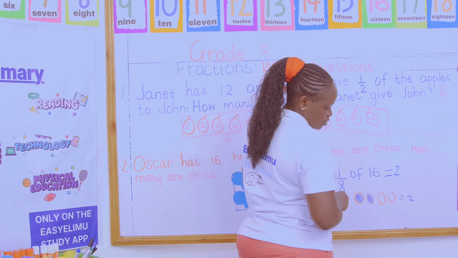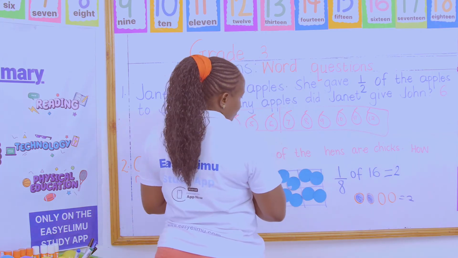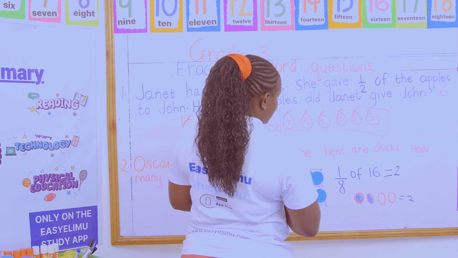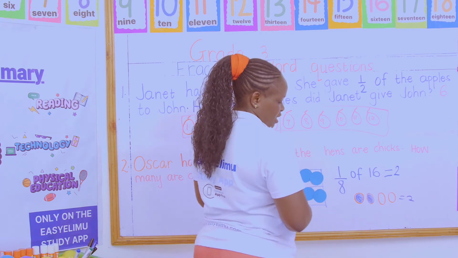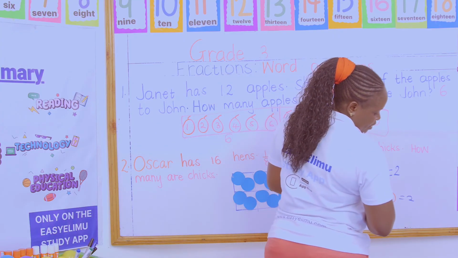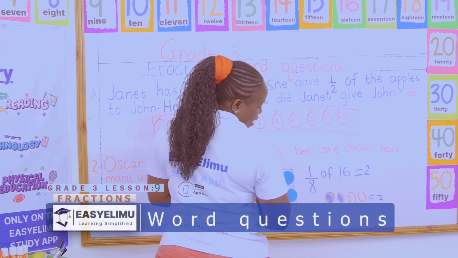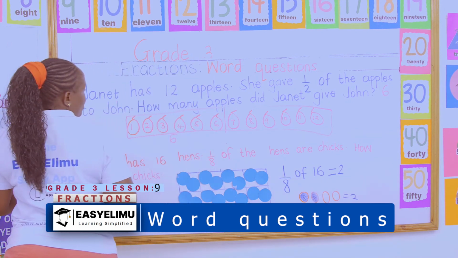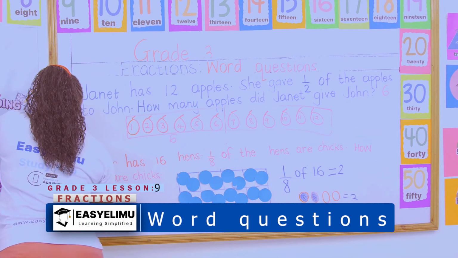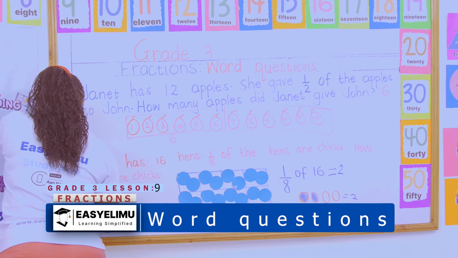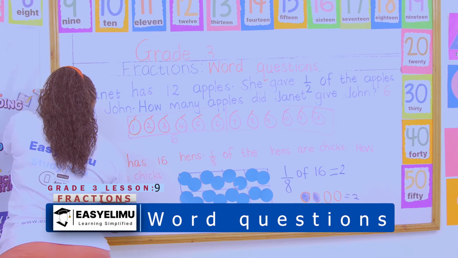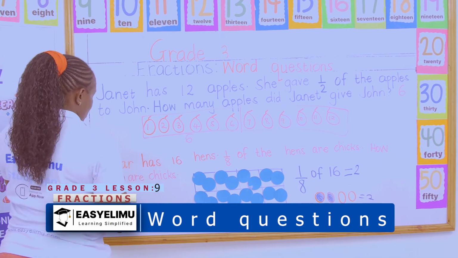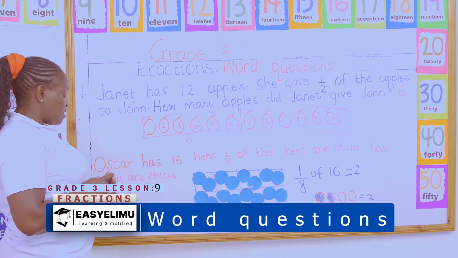Now, do this question. There are 48 pupils in grade 3. And you're being told a half of the pupils are girls. How many are boys? There are 48 pupils in grade 3, and a half of these 48 are girls. So how many are boys?